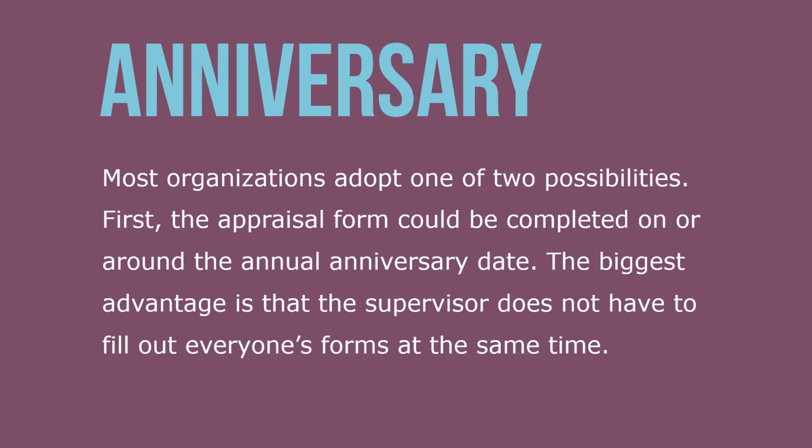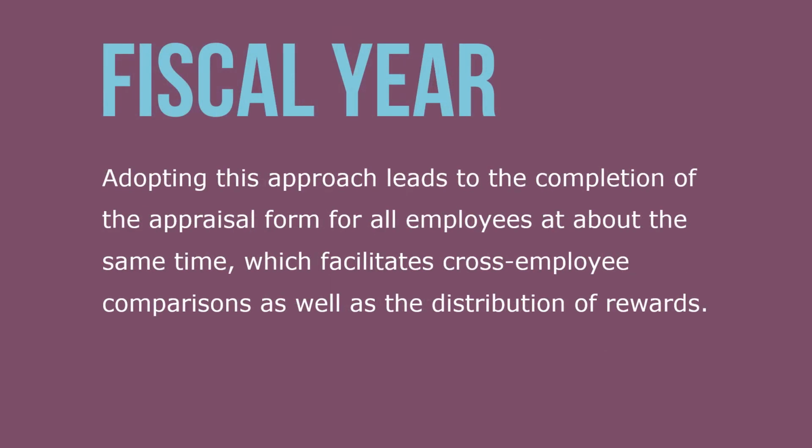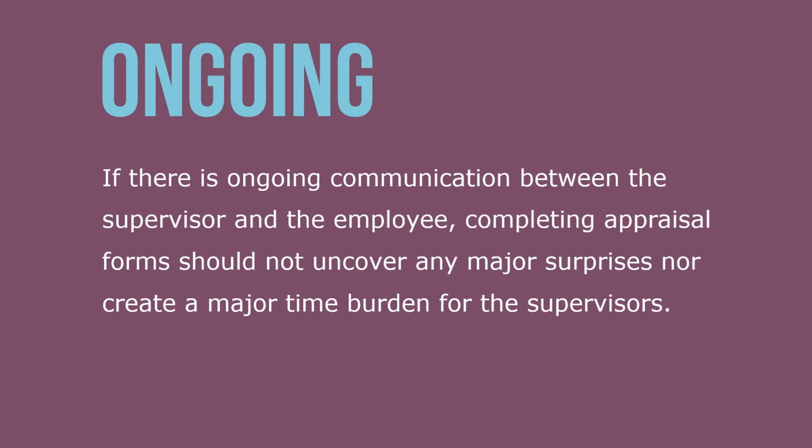First, the appraisal form could be completed on or around the anniversary date. The biggest advantage is that the supervisor does not have to fill out everyone's forms at the same time. A second choice is to complete the appraisal form towards the end of the year. Adopting this approach leads to the completion of the appraisal form for all employees at about the same time, which facilitates cross-employee comparisons as well as the distribution of rewards. If there's ongoing communication between the supervisor and the employee, completing appraisal forms should not uncover any major surprises nor create a major time burden for supervisors.